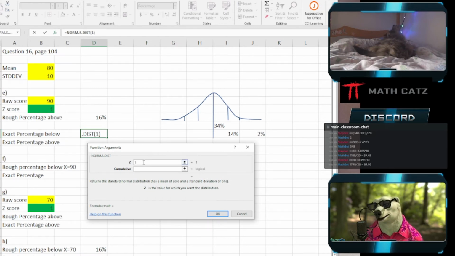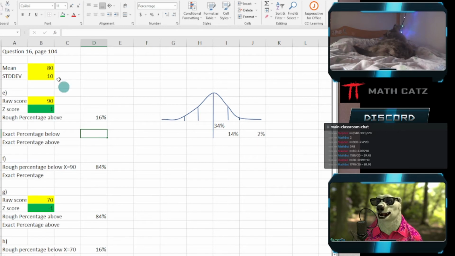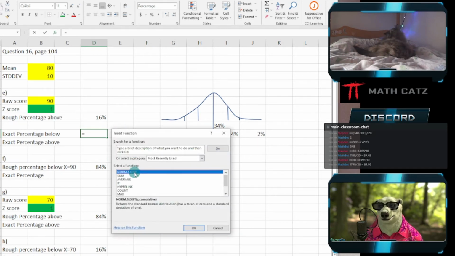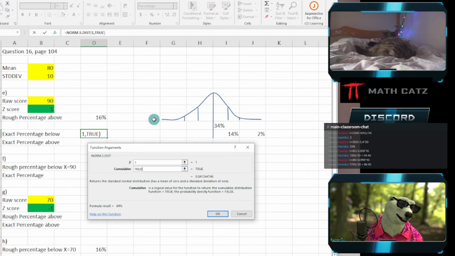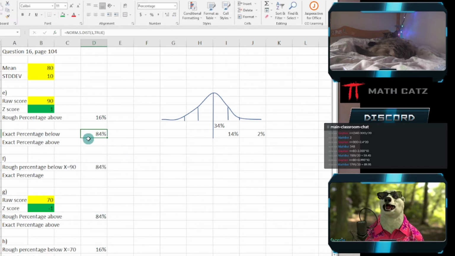I can type in a 1 for sure, or I can reference that cell over there. It's really all the same. Just for now, for simplicity, I'll type in a 1. Cumulative will always be true, because we want to have it sweep all the way to this line. And it's only going to be able to do the from left up to a point. So it's only going to be able to do below, but it's really not a big deal. Below is what I need to calculate.